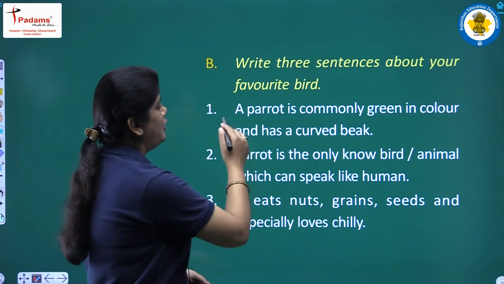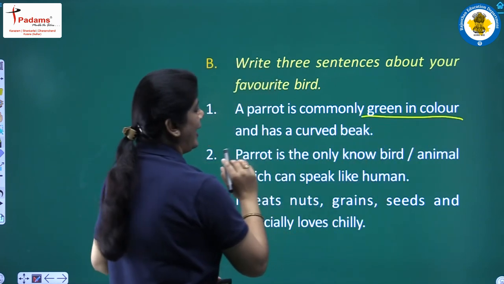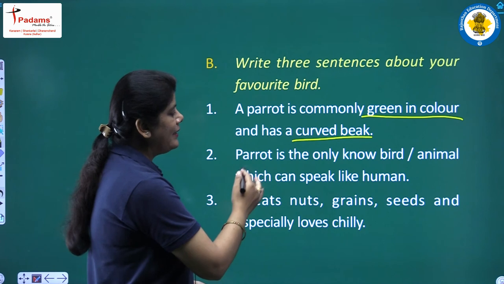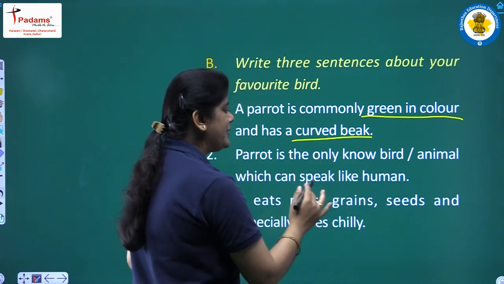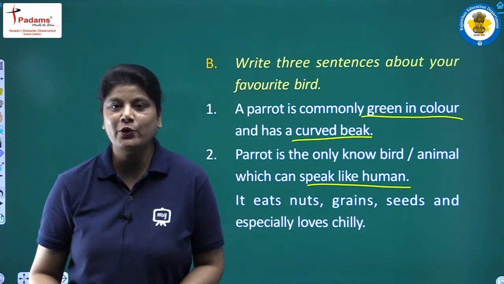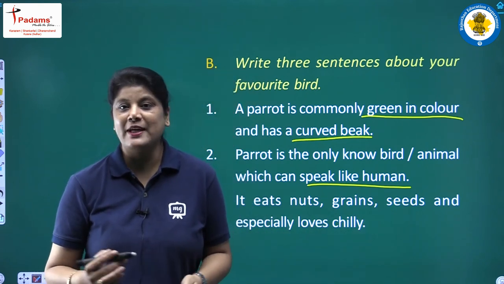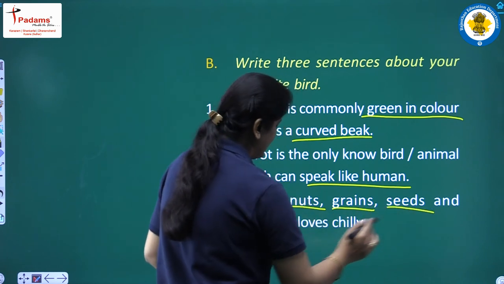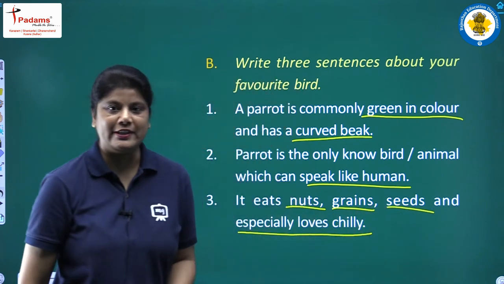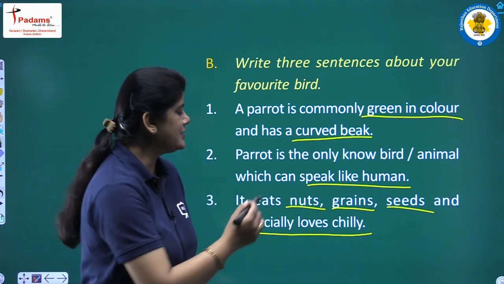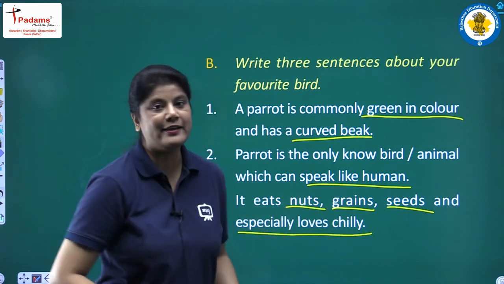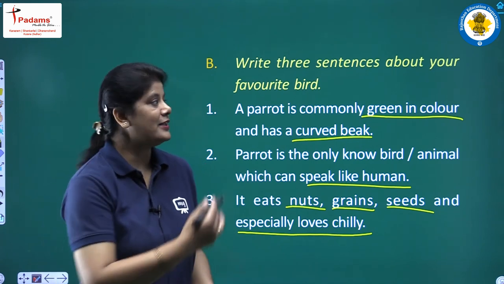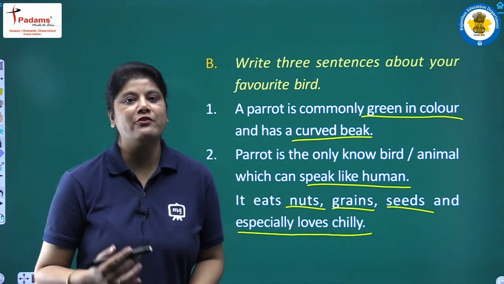How? Let us see. A parrot is commonly green in color and has a curved beak, as we see in the picture also. Parrot is the only known bird which can speak like a human. As we all know, parrot can imitate us. They produce a voice like ours. It eats nuts, grains, seeds and especially loves chili. What does it eat? It eats nuts, grains, seeds and especially chili. They like chili a lot. Okay students, in this way you can write about your favorite bird.